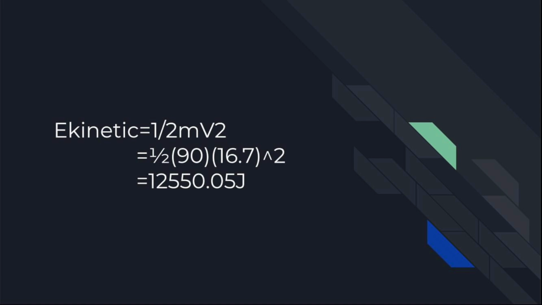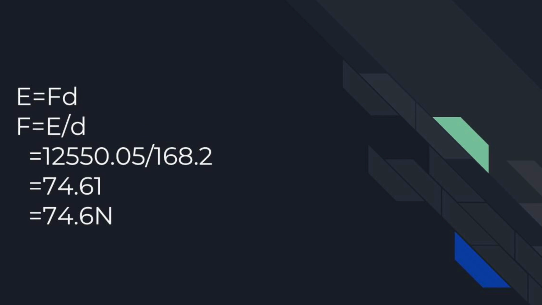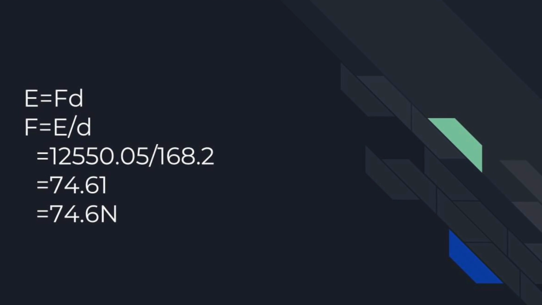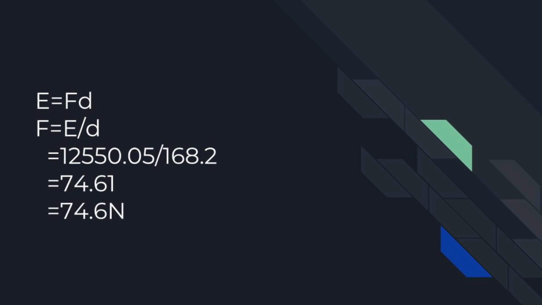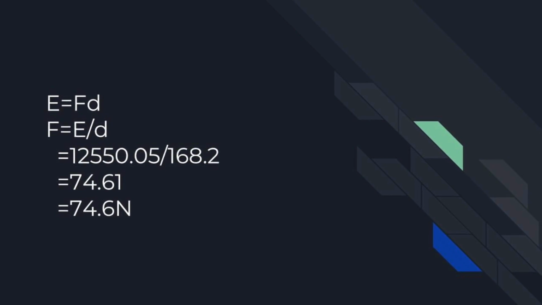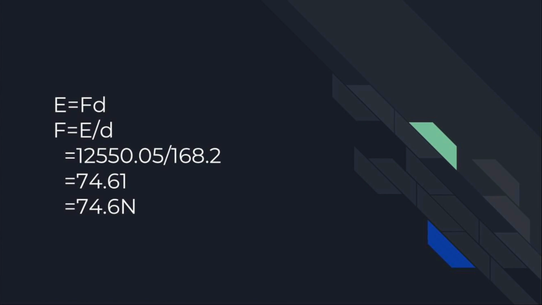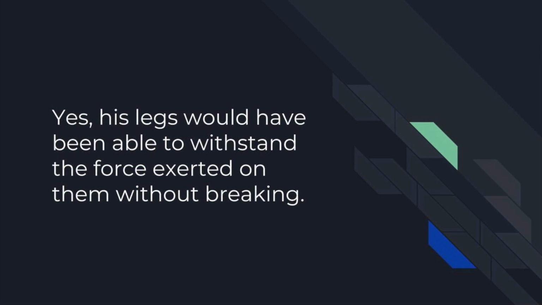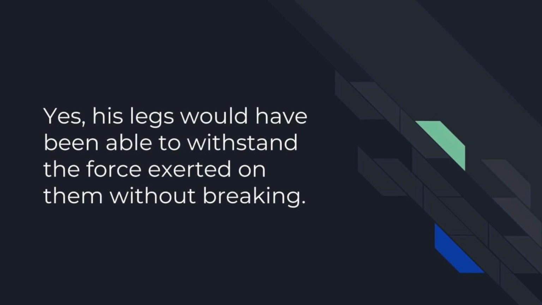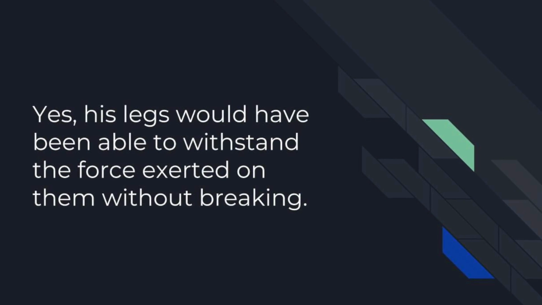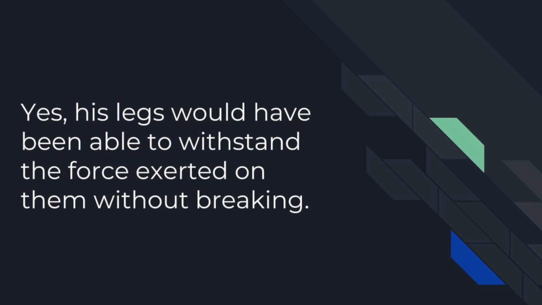First, we solved for kinetic energy using 1 over 2 mv squared, which gave us 12,550.05 joules. Then, using kinetic energy, we found force by rearranging energy equals force times distance. This gave us 74.6 newtons. In conclusion, yes, his legs would have been able to withstand the force because the human femur can withstand 4,000 newtons before breaking.